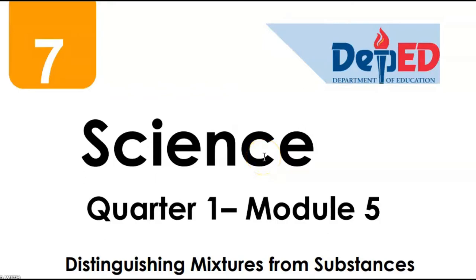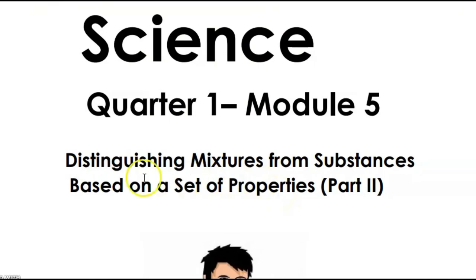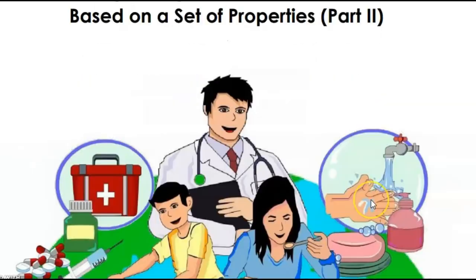Hello students, welcome to our Science 7 Quarter 1 Module 5. The title of our module is Distinguishing Mixtures from Substances Based on a Set of Properties Part 2. Let's go!